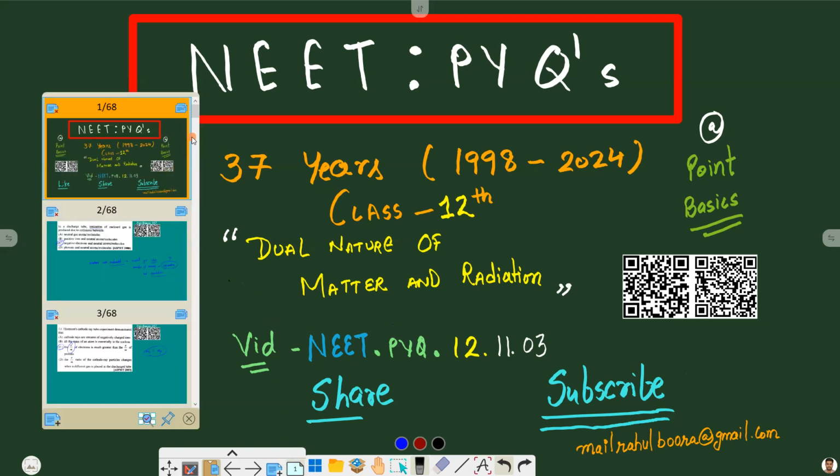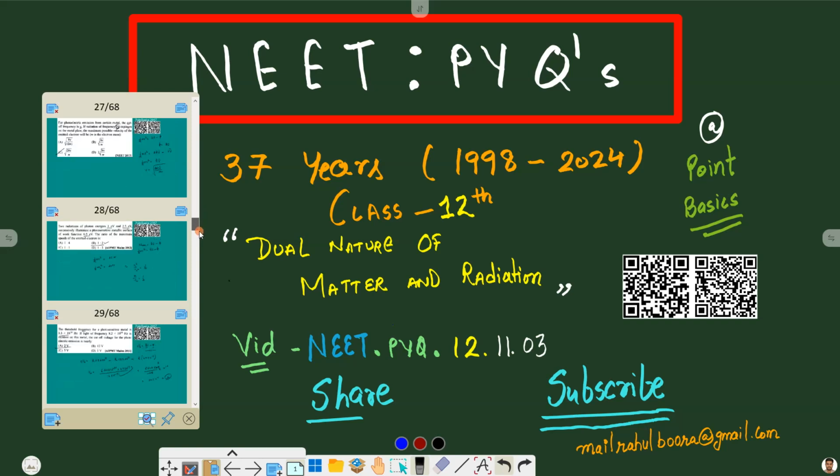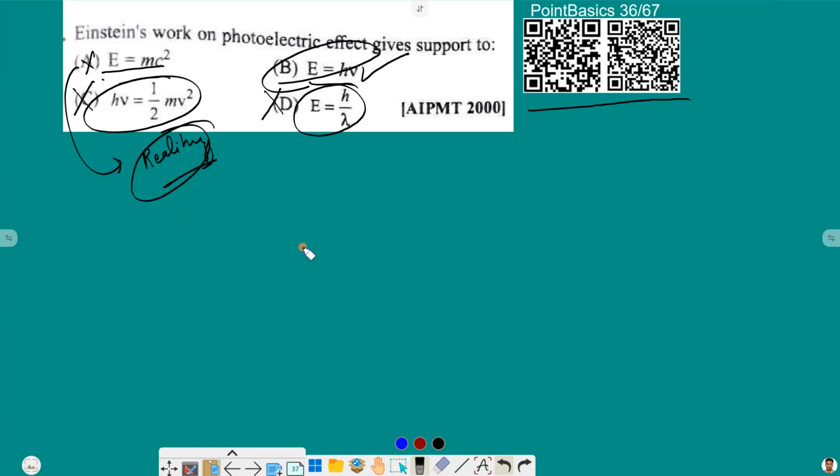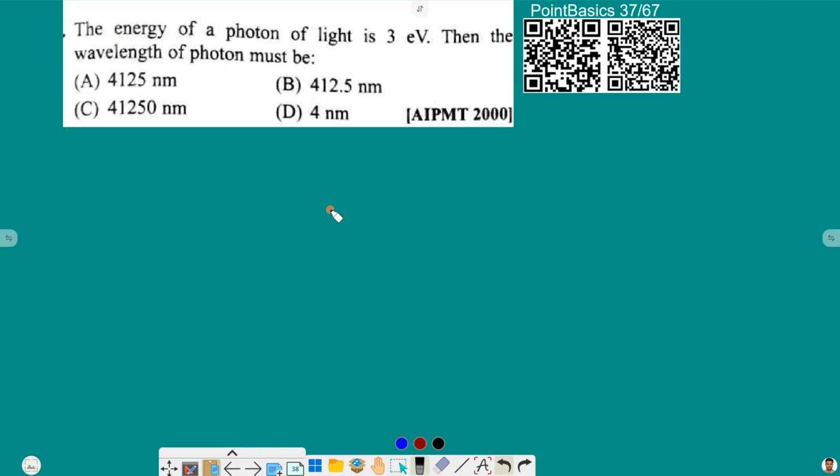In the previous one, I think we covered up to question number 30 or something. Yeah, I think that was the last one. Now we will start with 37. Here the energy of a photon of light is 3 electron volt. The wavelength of the photon we have to find out.